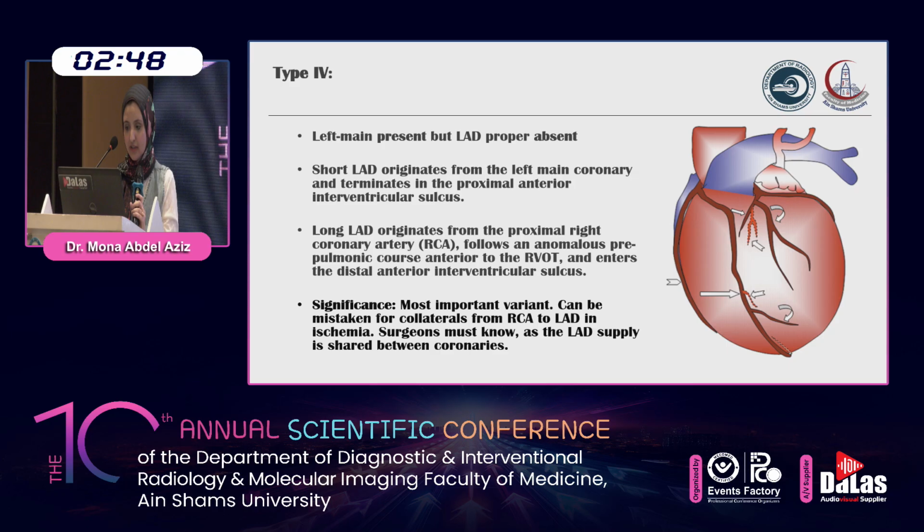Type 4 is the same as our case. There is a left main, but here the LAD proper is absent. The left main gives directly the short LAD, and the RCA gives the long LAD which passes a pre-pulmonic course in front of the RVOT to re-enter the distal anterior interventricular sulcus. It's the most important variant as it can be mistaken for collaterals that may arise from the RCA to the LAD in the case of ischemia, so the surgeons must be aware of it before any surgical procedure or catheterization.